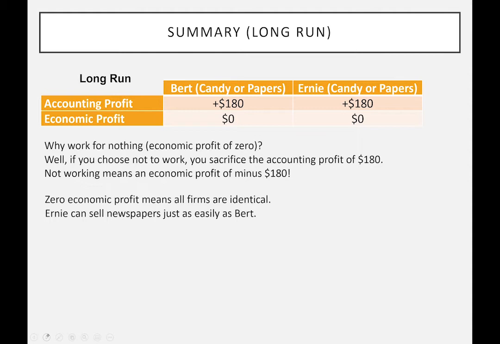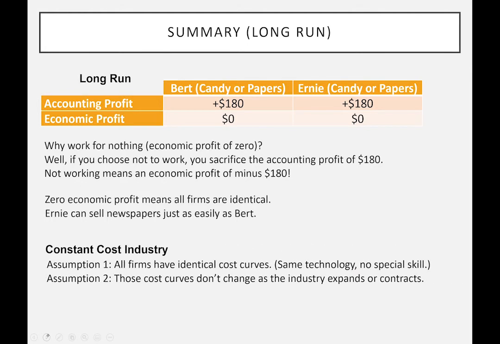Most of the technology is available, but let's carry on with this simple idea to clarify this. It was sometimes referred to as a constant cost industry, or what we'll look at later as perfect competition, in which all firms have identical cost curves, so they all have the same technology and the same skills. Furthermore, the cost curves don't change as the industry expands or contracts. These are two critical, reasonable assumptions.